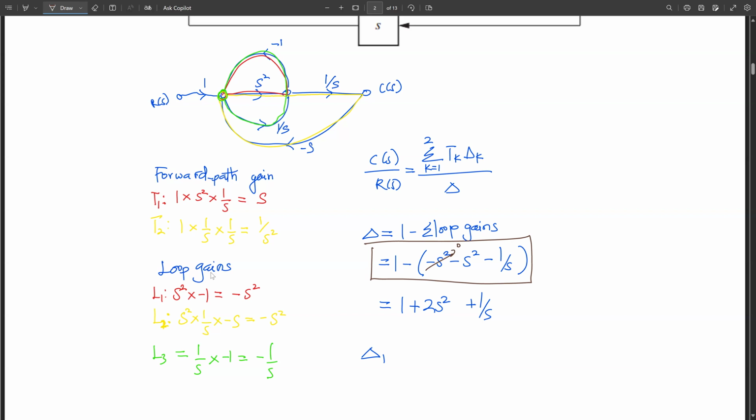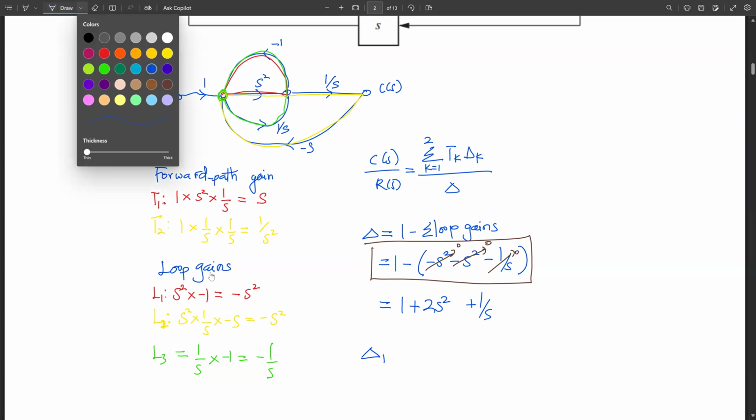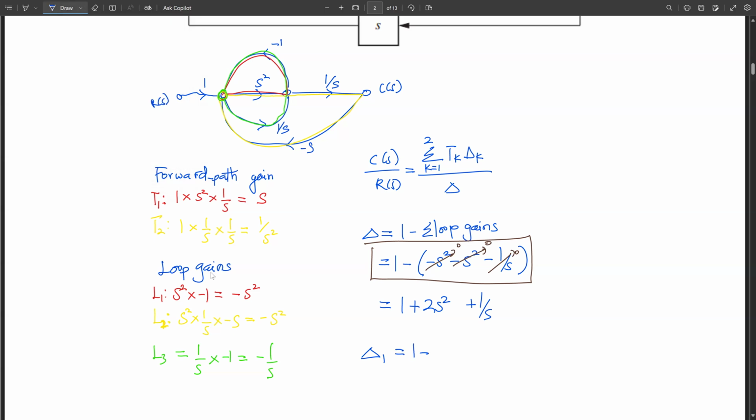Right. The yellow loop touches the first forward path, we take it out. And then the green loop touches the first forward path, we take it out. So what you are left with is just 1. It's 1 minus 0, and that's all we are left with. So it's just 1.